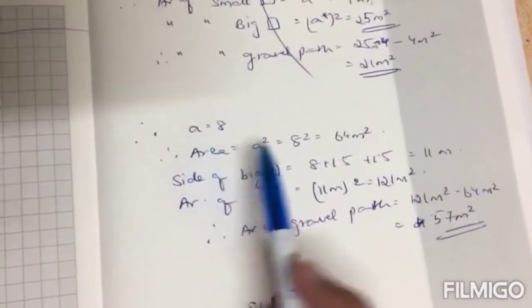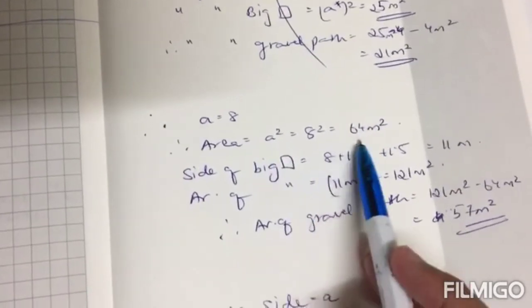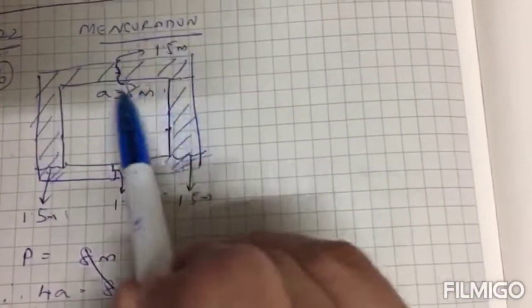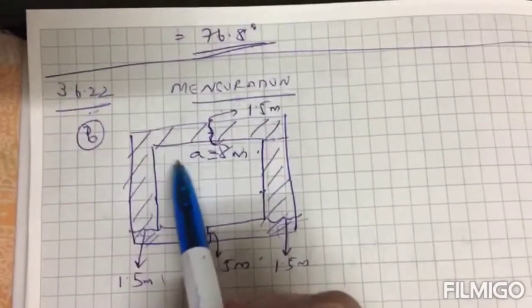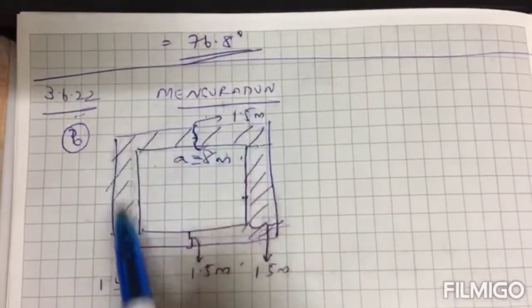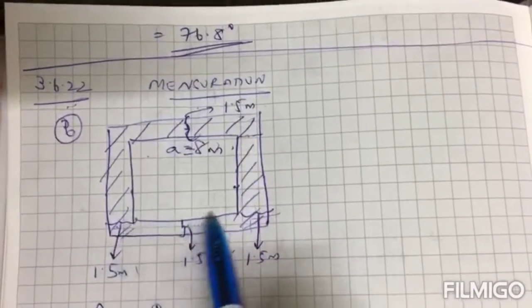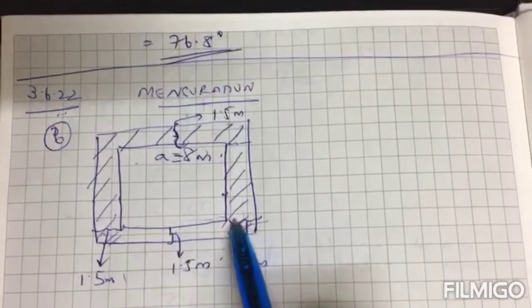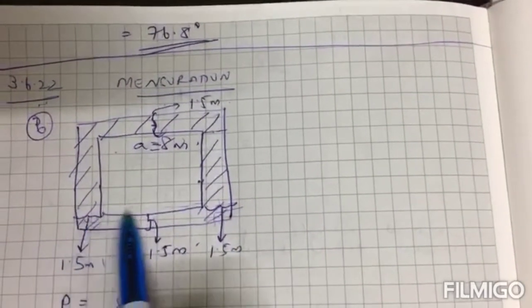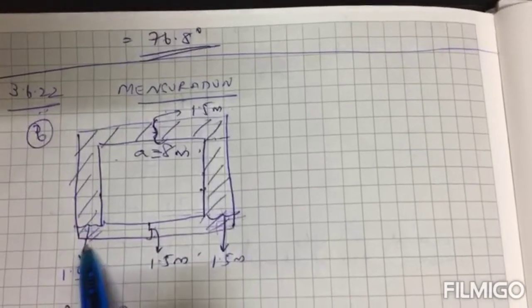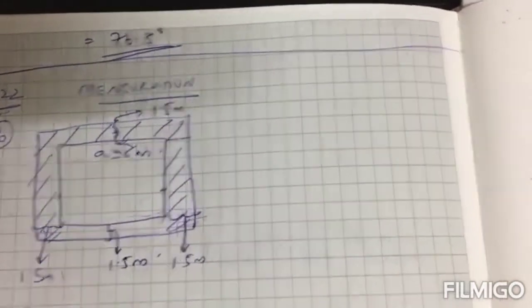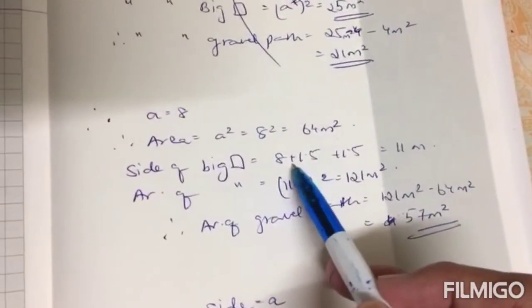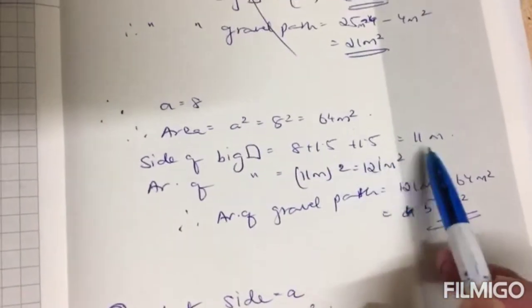So A is equal to 8, therefore area of the square is A square, which is 64 meters square. Let us call this the big square and let this be the small square. So the side of the big square is equal to, how do you get the side of this? It is 1.5 meters from here, then 8 meters here because of the small square, and another 1.5 meters here, right? This is the side of the big square. This side is equal to this side is equal to this whole thing. Understood? So side of the big square is 8 plus 1.5 meters plus 1.5 meters, which is 11 meters.